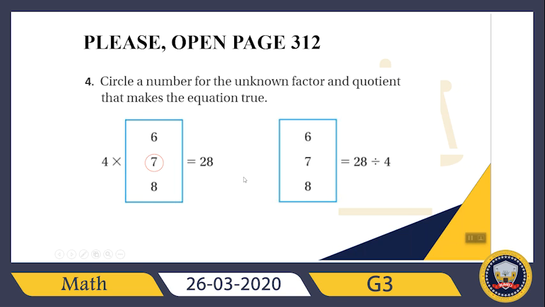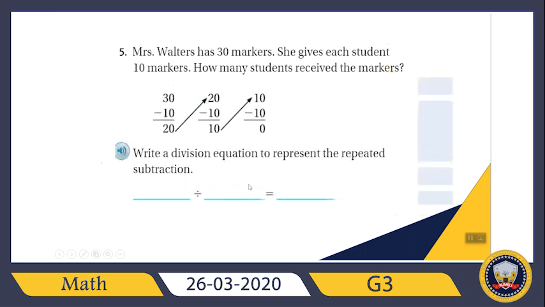Good job, 7. What about division? 28 divided by 4 equal what? 7. Remember, I use same numbers. 4, 7, 28. Remember, multiplication and division, they are inverse operations. Good job.